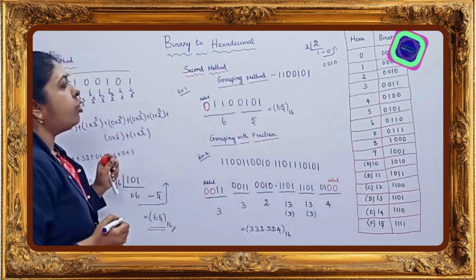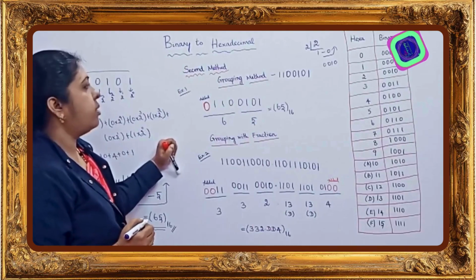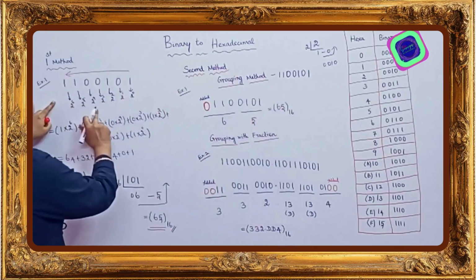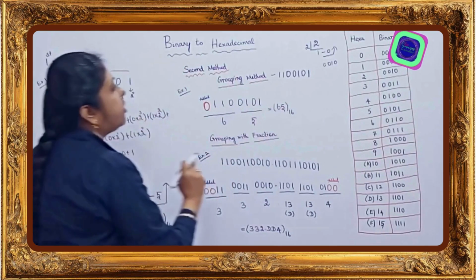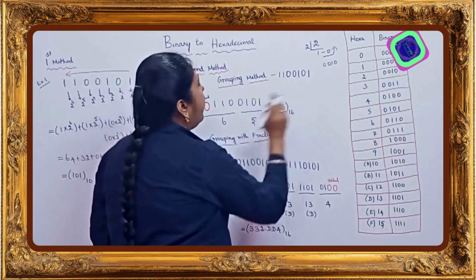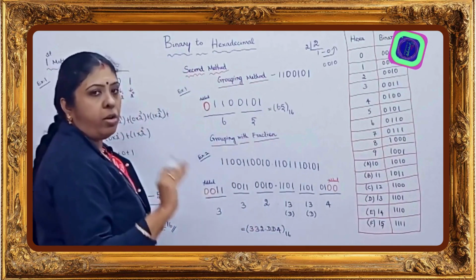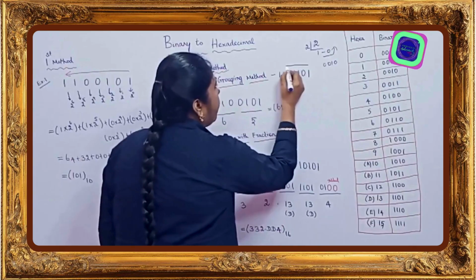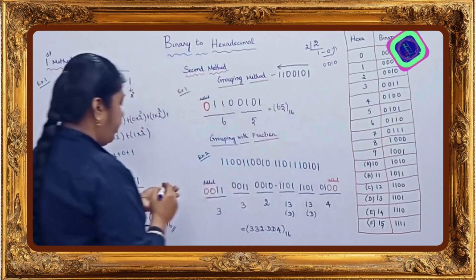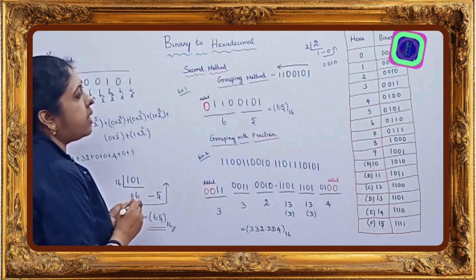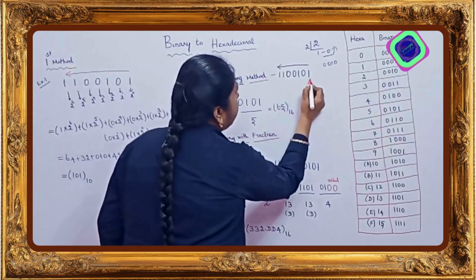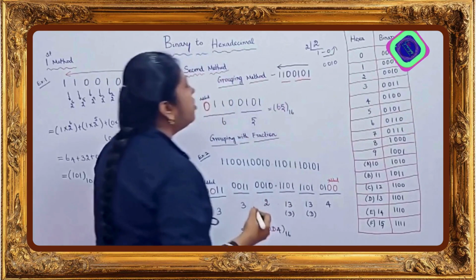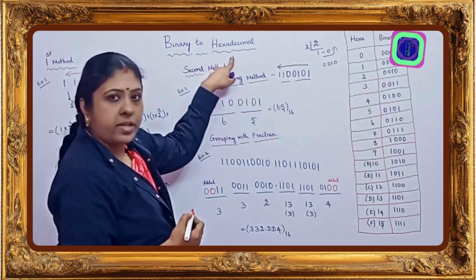Now, about the grouping method, how we can divide the numbers, we can see now. Consider the same example I had taken in the first method, 1100101. Here the numbers have to be grouped by 4 binary digits to convert to hexadecimal. So starting from the right to the left, the numbers have to be divided as 0101 and 110.